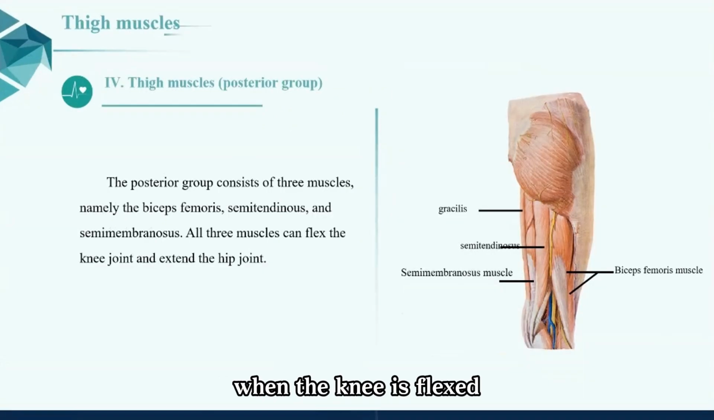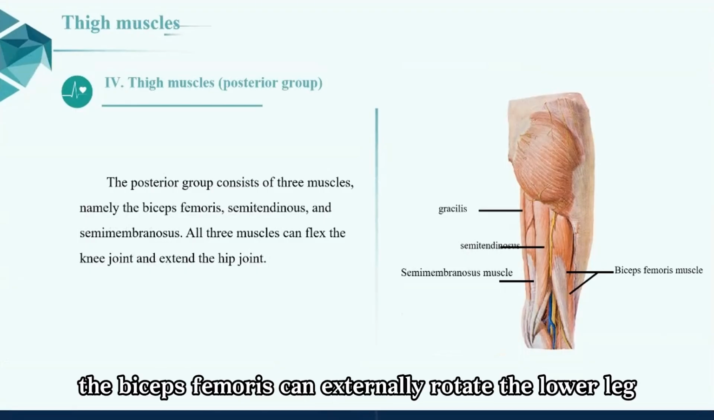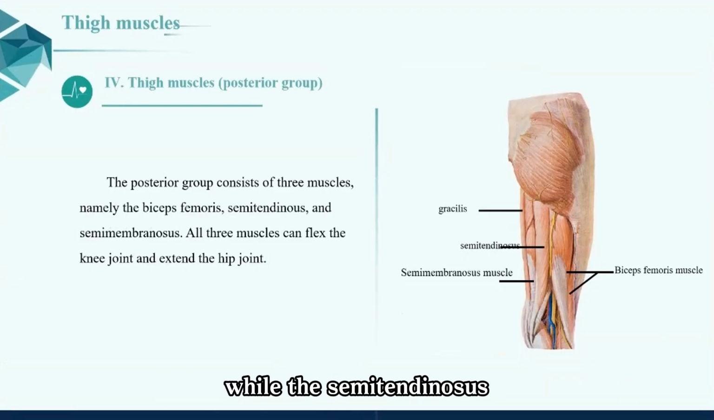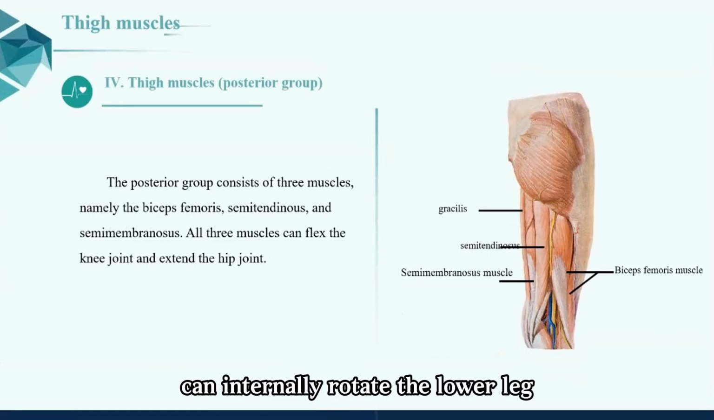When the knee is flexed, the biceps femoris can externally rotate the lower leg, while the semitendinosus and semimembranosus can internally rotate the lower leg.